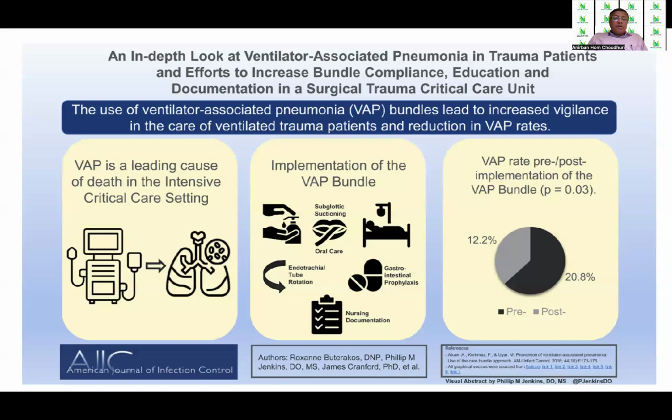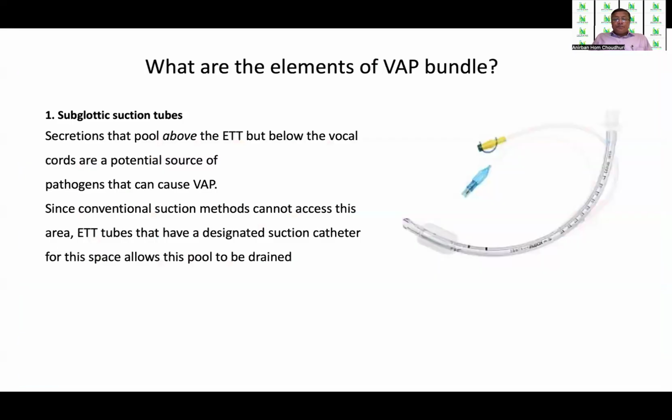And as has been pointed out in this study, these VAP bundles consist of 5 evidence-based practices, including subglottic suctioning, oral care, endotracheal tube rotation, although this is not a part of the bundle anymore, nursing documentation, and GI prophylaxis. But even with this, the VAP rate pre and post implementation of the VAP bundle was found to be reduced by nearly 8%, which is very significant in critical care practice. So today, what are the elements of the VAP bundle that we have incorporated or substituted from the many, and what is their importance?